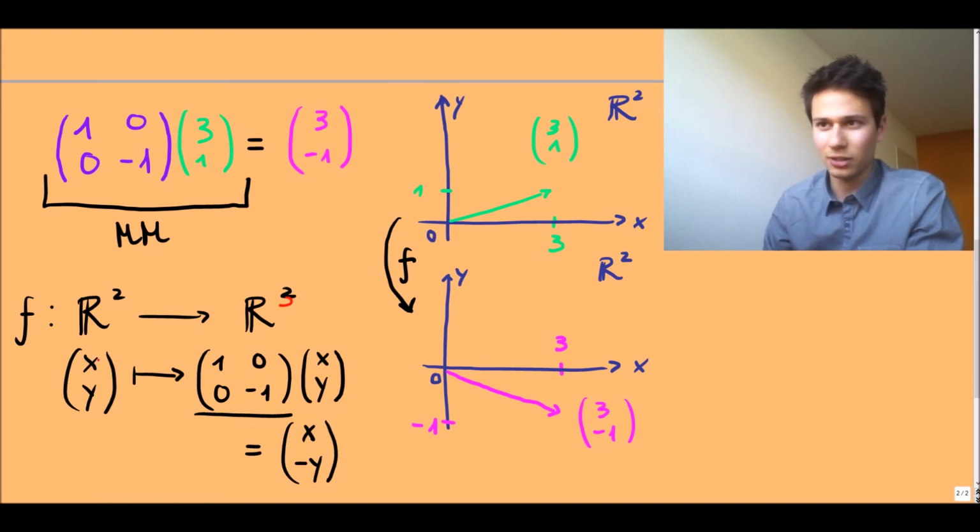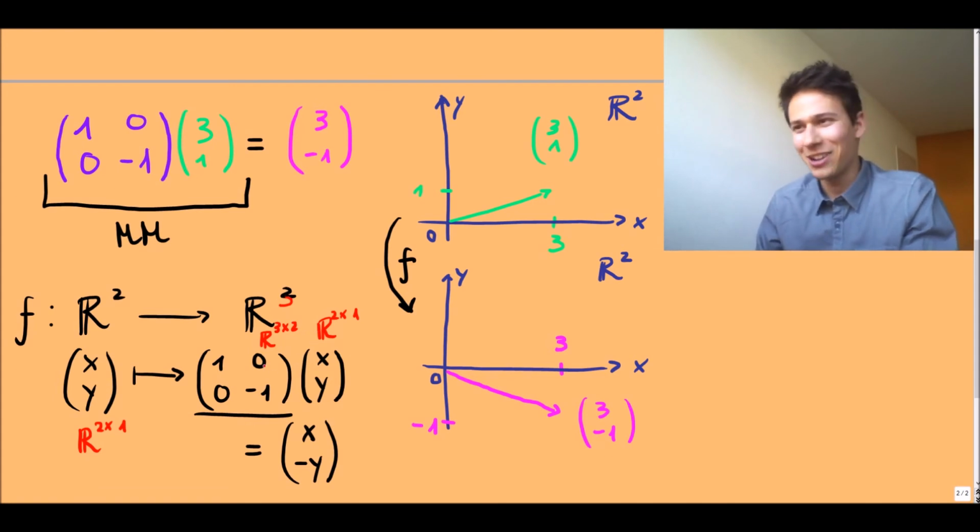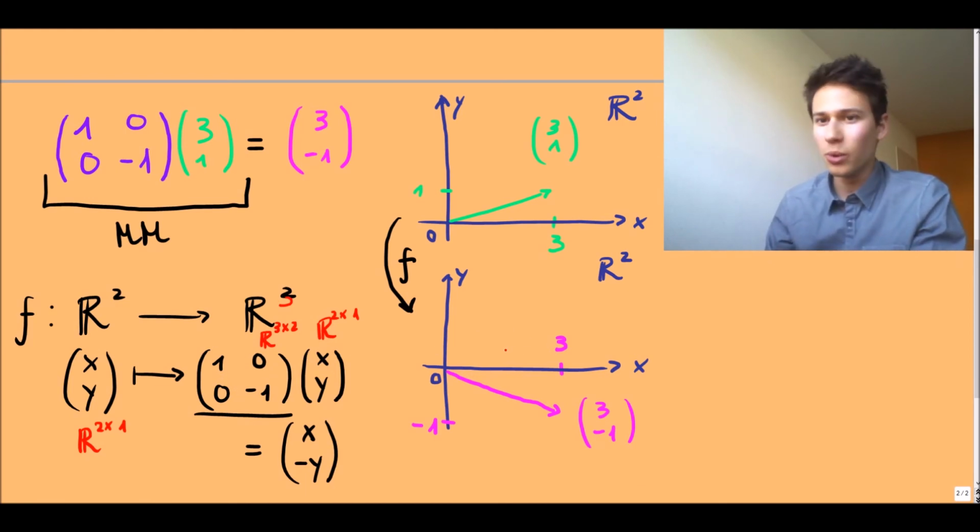This would be an object of R, 2 rows, 1 column, 2 cross 1, and then you multiply this 2 cross 1 object with an R3 cross 2 object in order to get an element in here. So the matrix wouldn't be a square matrix anymore. That's what I wanted to say. And otherwise, if it would be a map from R3 to R3, you would have a 3 cross 3 matrix.